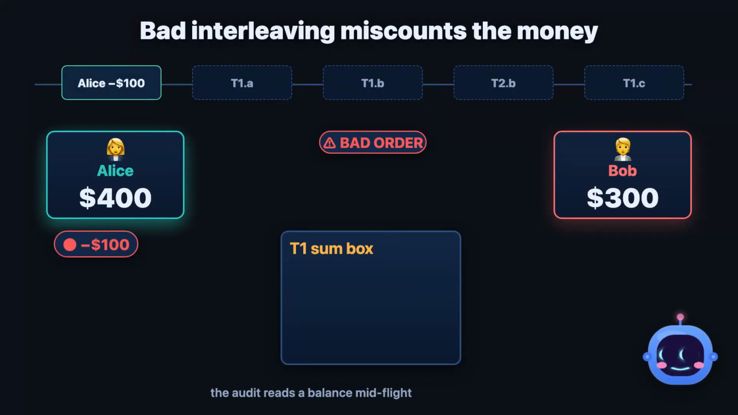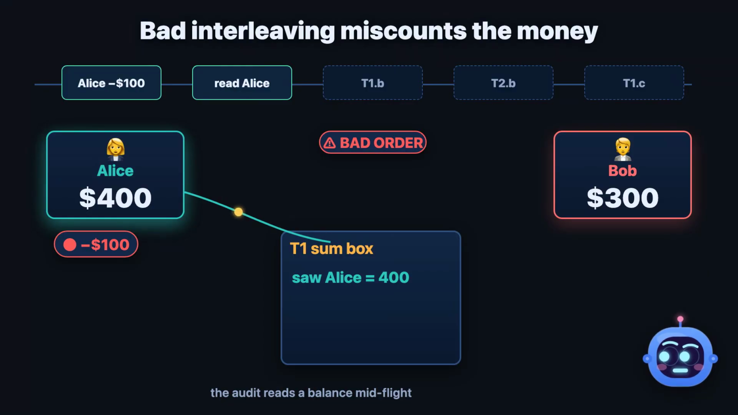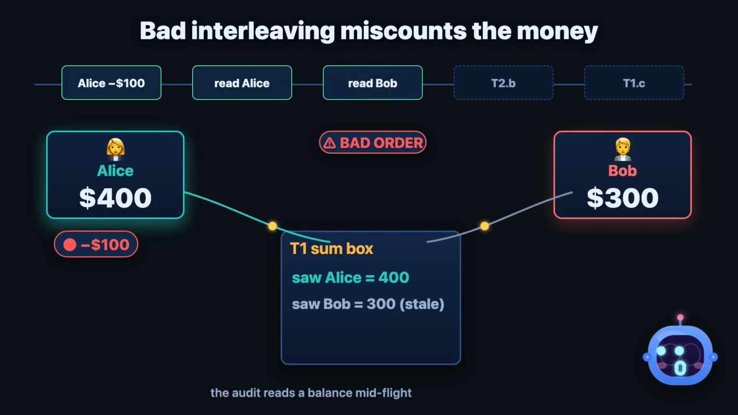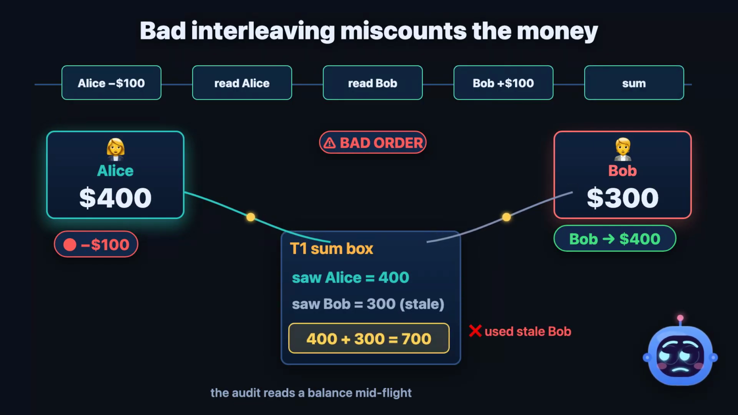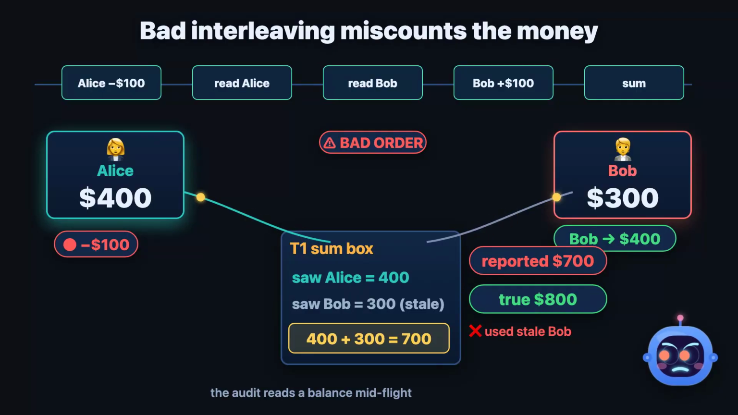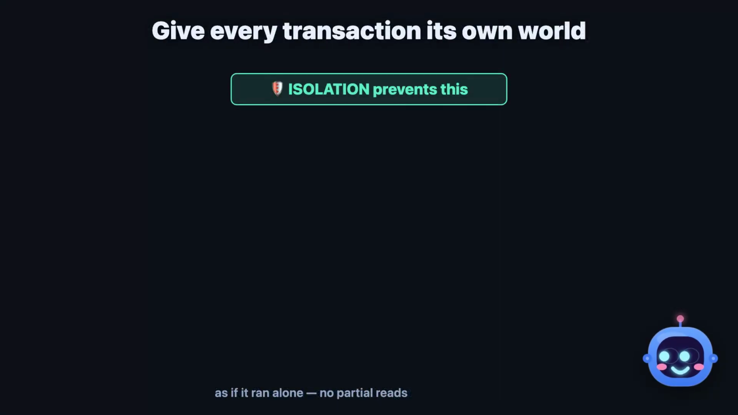Now watch what happens if their steps interleave in a bad order. First, T2 subtracts $100 from Alice, so Alice now shows $400. Next, T1 reads Alice and sees that $400. Then T1 reads Bob, but T2 hasn't credited him yet, so Bob still shows $300. Now T2 finishes by adding $100 to Bob, making him $400. Finally, T1 adds up what it saw, $400 plus $300, and reports the family total as $700. The audit is now wrong by $100, money that really exists but was counted while it was mid-flight between the 2 accounts. Isolation is the property that prevents exactly this.